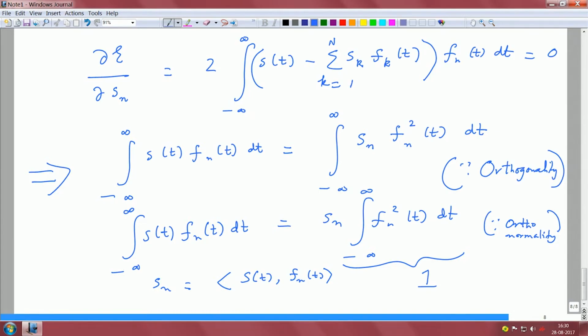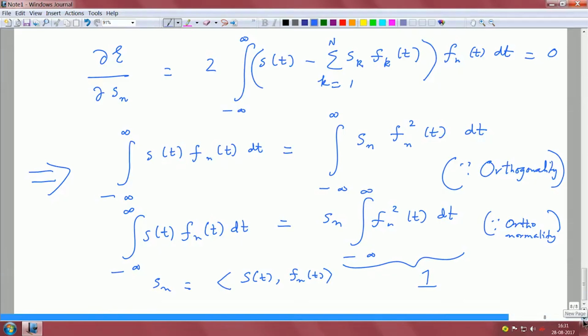Which also makes sense if you think about it: this is basically giving you the coordinate of the signal S of t in terms of these bases F suffix n t, clear, is one way of looking at it. The other way is just recasting it in terms of a square error, taking these partial derivatives and then computing what you need to compute. Okay.